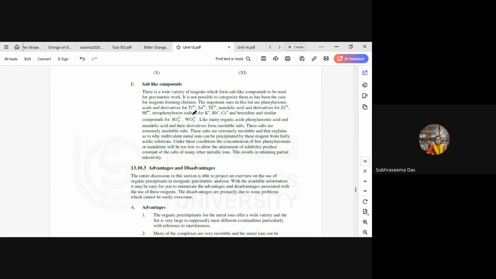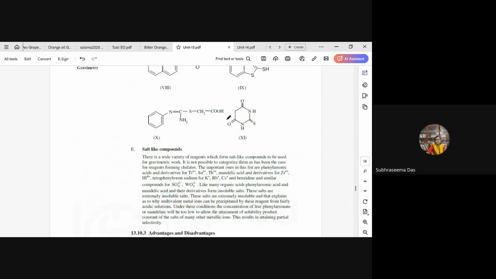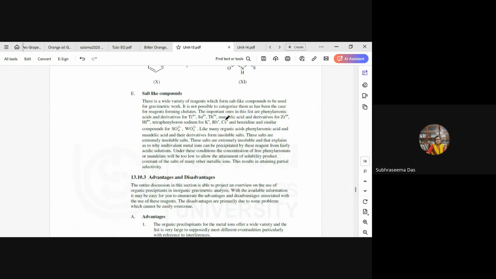So many other organic acids form insoluble salts. These salts are highly insoluble, and that is why they can precipitate a number of metal ions. Under these conditions, the concentration of free phenylarsonate or the mandelate from mandelic acid will be too low to allow the attainment of the solubility product, and that is why it helps in the precipitation of the metal ions. So these are the different types of organic reagents that can be used for gravimetric analysis of different types of metal ions.